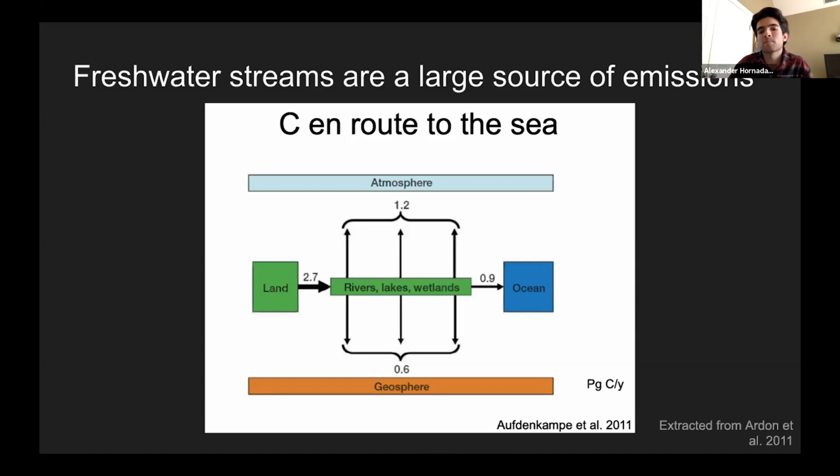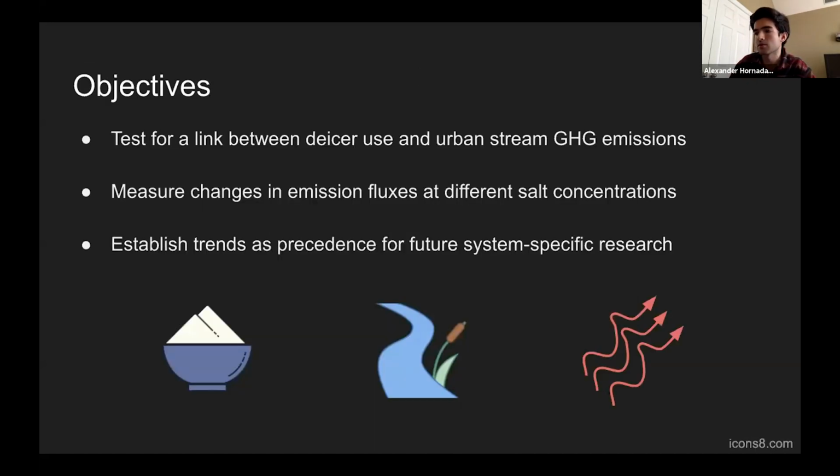This, combined with how prolific the salinization of freshwater bodies is becoming, led us to this experiment to test whether road salts, which are a very common human source of salinity, will have a noticeable effect on greenhouse gas emissions. So here are our objectives, pretty cut and clear. We wanted to correlate the use of deicers to increases in greenhouse gas emissions from freshwater streams, urban streams in particular.